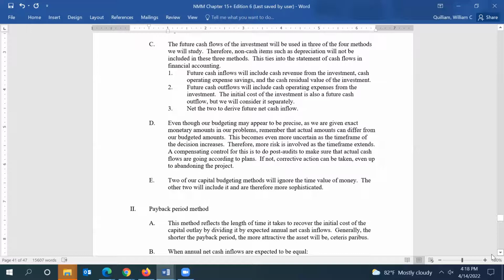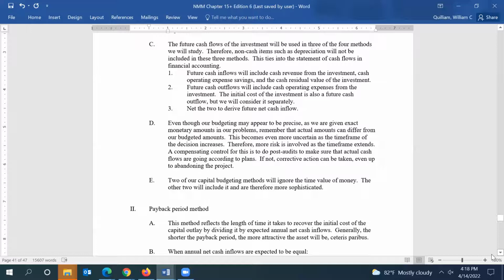And the more years out we are trying to estimate or project, the more uncertainty we're going to have. I mean, just like before the pandemic a little over 2 years ago, would we have ever predicted what things would be like now? What the price of a gallon of gas would be? What inflation would be? Supply chain issues. So again, the further out the time frame, the more uncertainty we've got. So that's why actual amounts could sure differ from budget amounts. Again, this becomes even more uncertain as the time frame for the decision increases. Therefore, more risk is involved as the time frame extends.